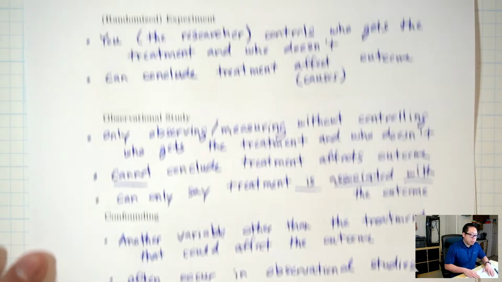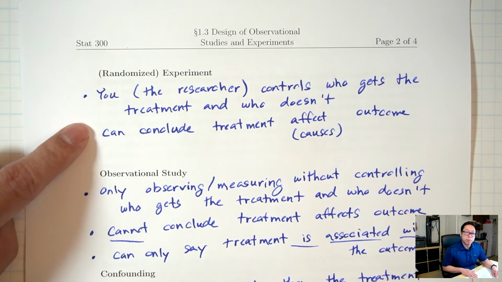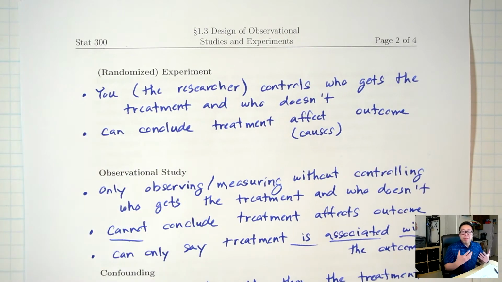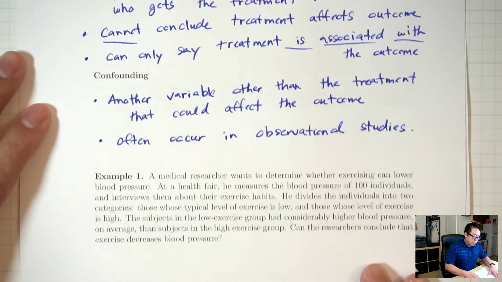Okay, and this isn't an issue in experiments because in an experiment, right, I have control. I can choose it so that the two groups have the same gender makeup and the same age makeup, right? So that's not an issue anymore. Okay, so let's take a look at example 1.